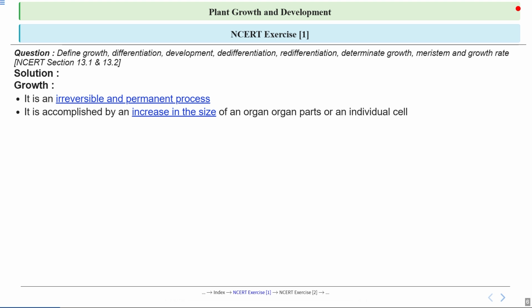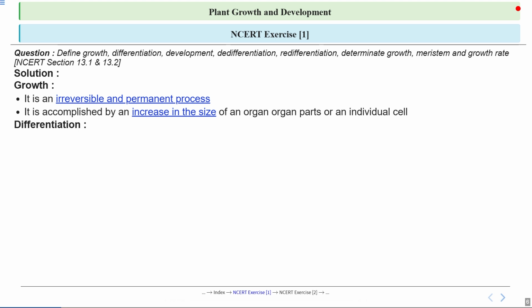So if we see any kind of cell or any organ part increasing in size, then we can say that particular organ or cell or organ part is growing, and that's a part of growth. So the two important points here are: it is an irreversible permanent change, and second, an increase in the size. If something is growing, then we will see that the size is increasing. So these two things you have to keep in your mind.